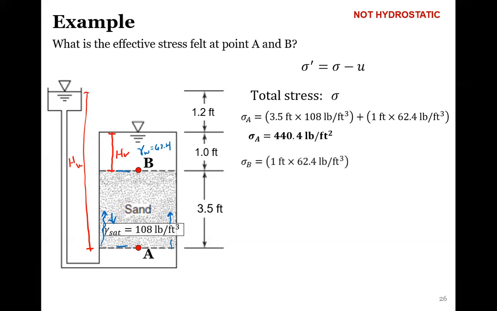So at point B, we only have that water. So we have 1 foot of something that weighs 62.4 pounds per cubic foot. So the pressure is 62.4 pounds per cubic foot there. So that's our total stress.